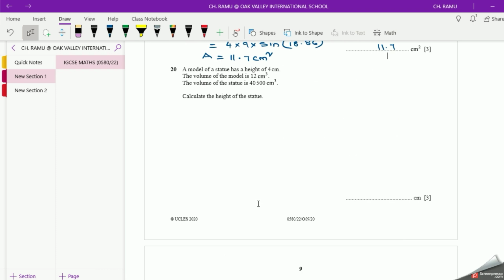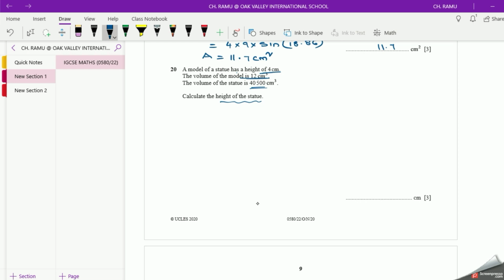Now question number 20. A model of a statue has a height of 4 centimeters. The volume of the model is 12 centimeter cube. The volume of the statue is 40,500 centimeter cube. Now calculate the height of the statue. So here he has given three values. We need to find out the fourth value.